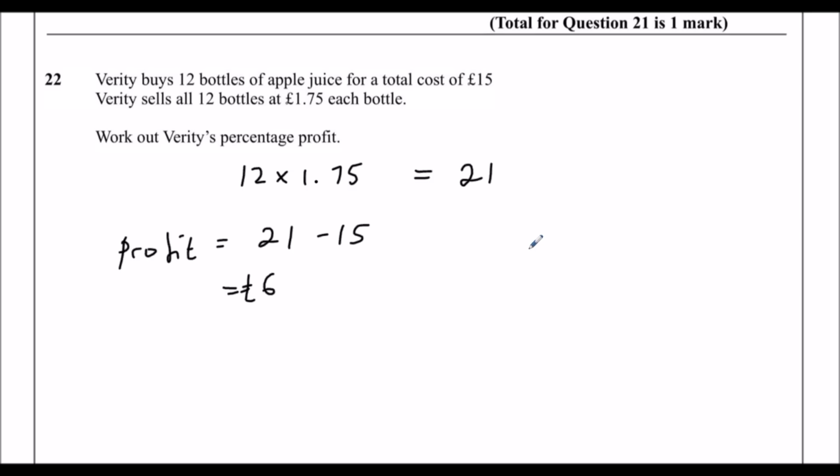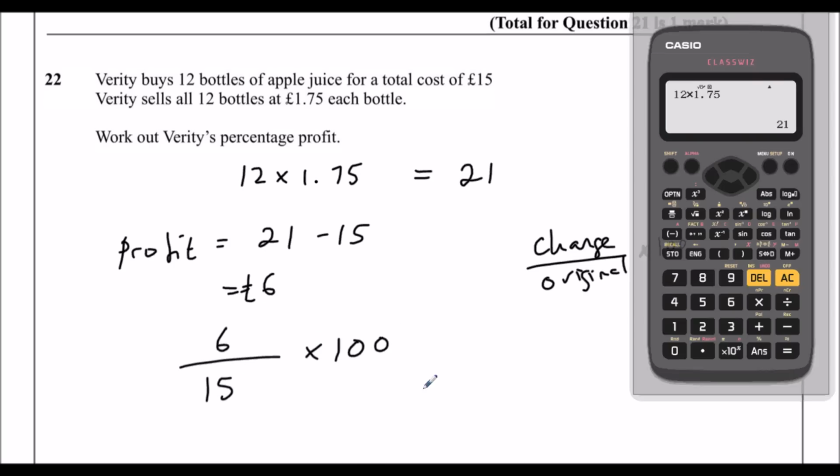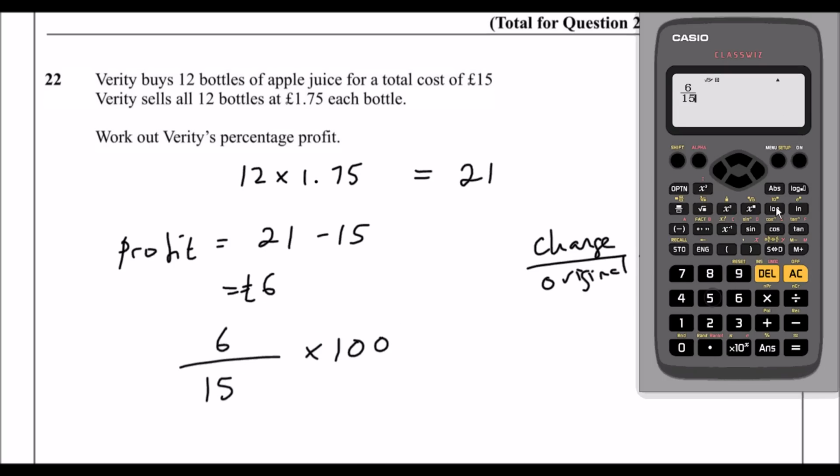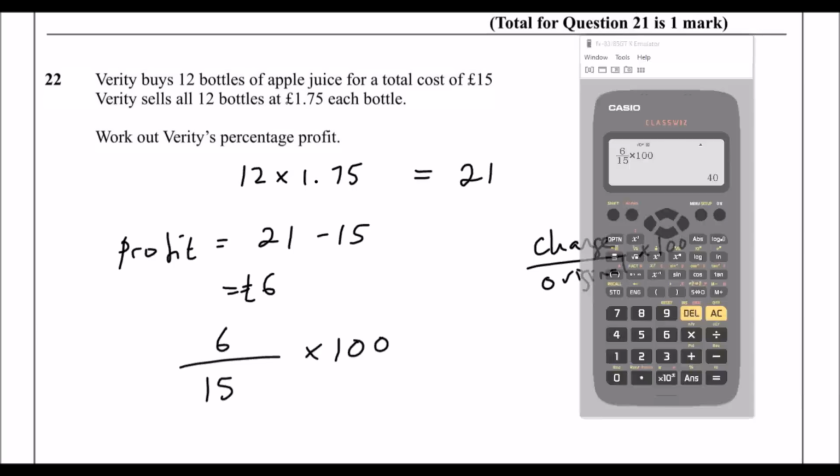For percentage profit or percentage change, we want the change divided by the original times 100. So that's the profit divided by the original cost times 100. So 6/15 times 100 is 40%.